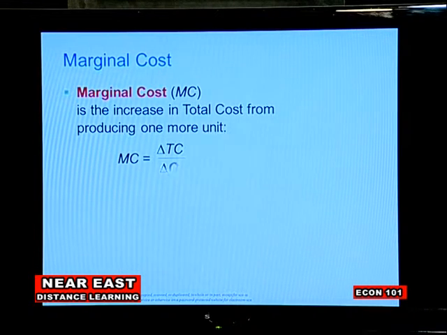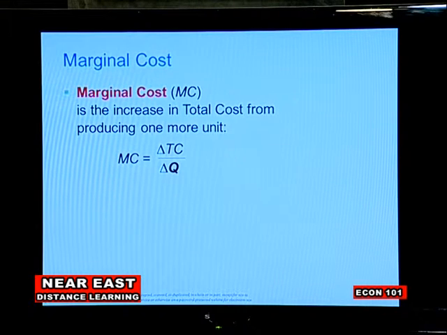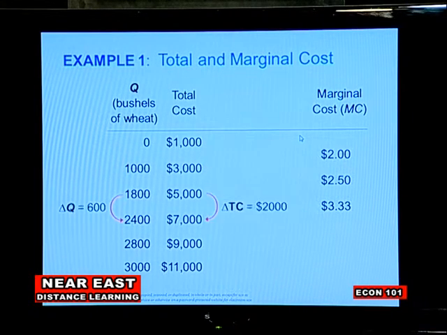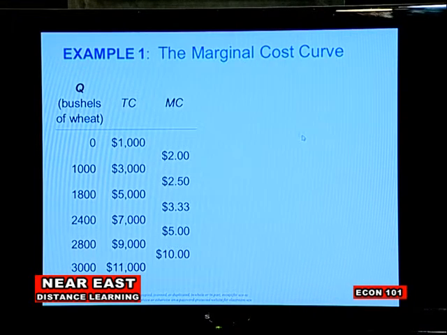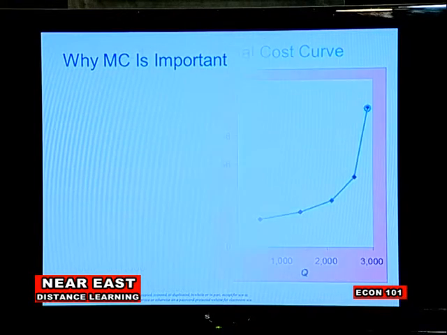So what is marginal cost? It is the increase in total cost from producing 1 more unit. So it is change in total cost divided by change in quantity. Like here, when we calculate change in total cost and change in quantity, you can divide change in total cost by change in quantity to find marginal cost. So you can draw a marginal cost curve by using marginal cost on y and quantity on x.